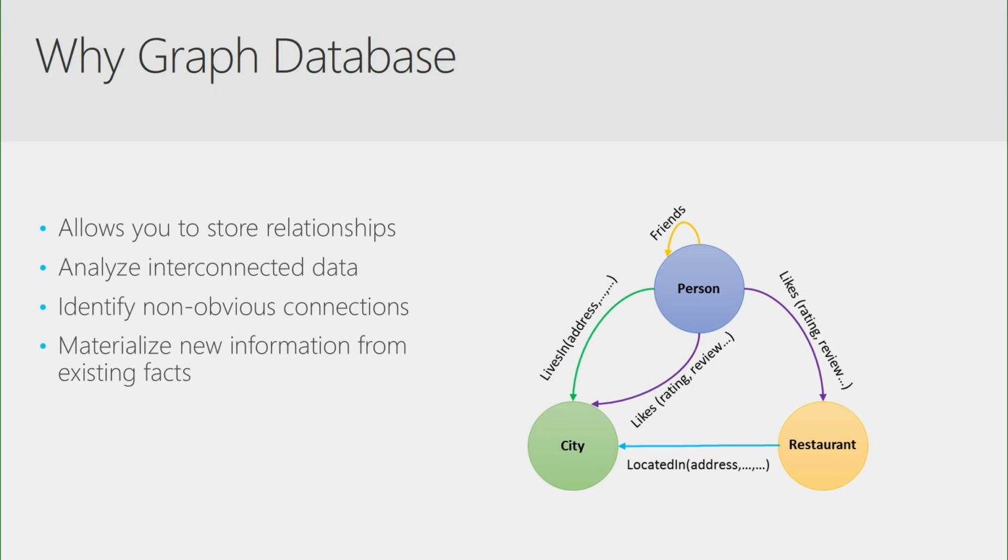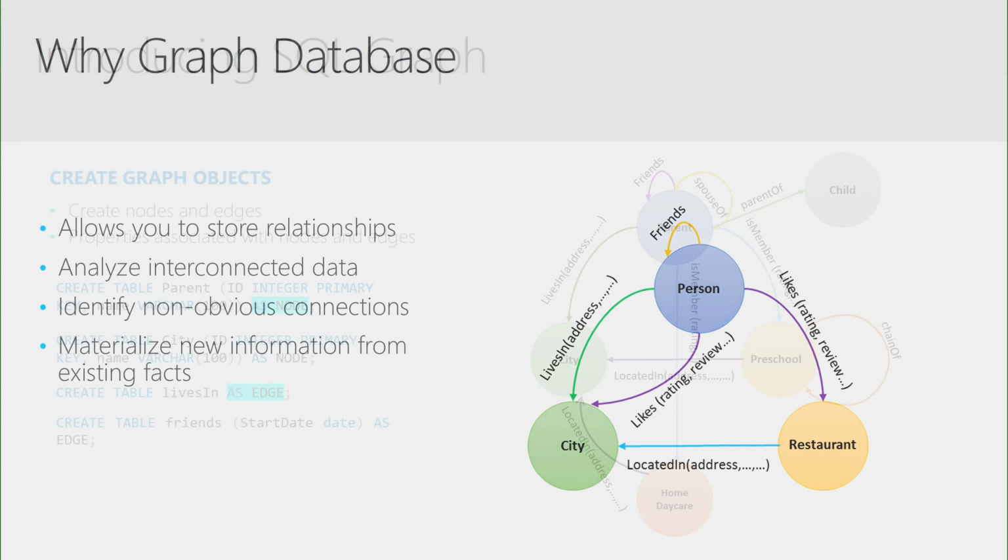They also allow you to analyze interconnected data and identify non-obvious connections in your schema, which helps you to materialize new information from existing facts. For example, let's say the coniferous tree in my backyard is a pine tree. And we know that pine tree is an evergreen tree. From this information, I can draw a conclusion that the coniferous tree in my backyard is an evergreen variety.